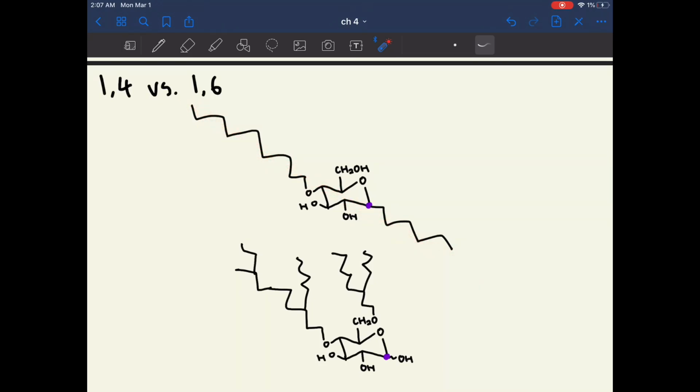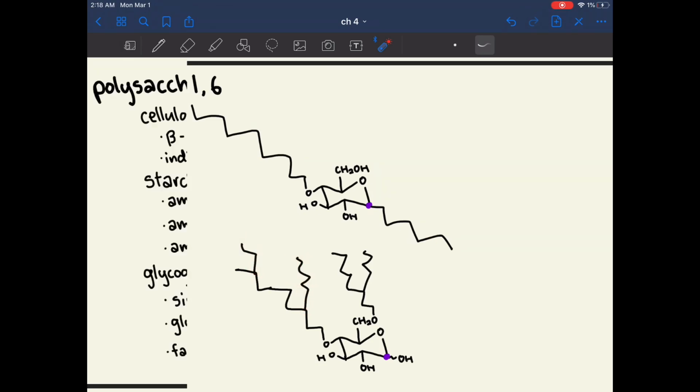If we have 1,4 and 1,6 linkages, on the other hand, here we have a 1,4 linkage, and if we had a 1,6 linkage, that means that at carbon number 6, which is the carbon here, we also can have a separate chain going off of it. So a mixed 1,4 and 1,6 linkage means that along with this linear type of chain, we also have separate chains coming off of carbon number 6. This is known as branching.